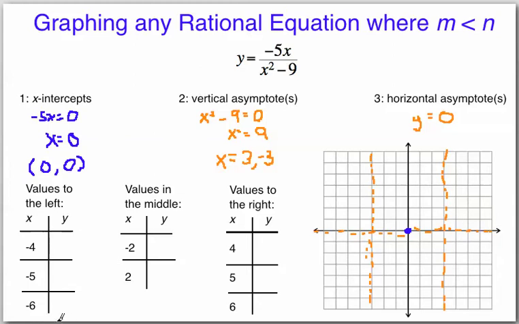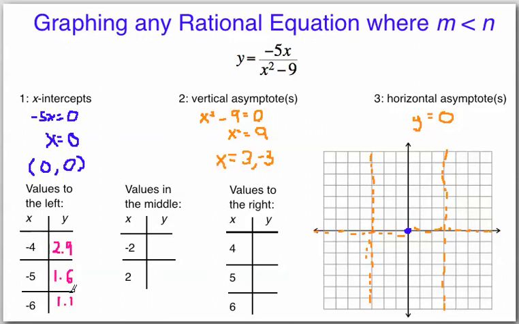And so when I plug them in, if I plug -4 into here, I'm going to get 20 divided by 7, which is going to give you a nice big decimal, and you just want to round those. About 1 decimal point is good, and so this gives you about 2.9. When you plug these in, -5 will give you 1.6, and -6 will give you 1.1.